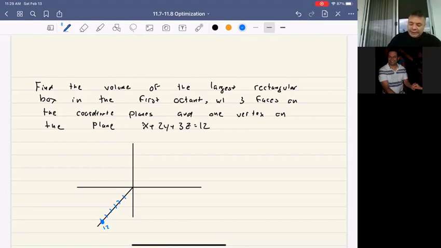If x and z are 0, you're going to get y equals 6. And if x and y are 0, you're going to get z equals 4. I'm going by 2's here. Okay, so you have a plane that looks like so. Okay, now what is it that we're trying to maximize? We're trying to maximize, of course, x times y times z.